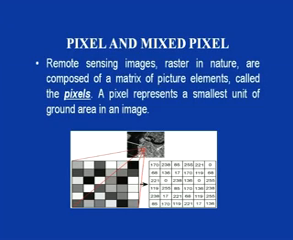Having looked at the resolutions, now let us look at one very important aspect, and that is the smallest element in the image. This is what we call a pixel. A remote sensing image, which is raster in nature, is composed of a matrix of picture elements called pixels. A pixel represents the smallest unit of the ground area in an image.